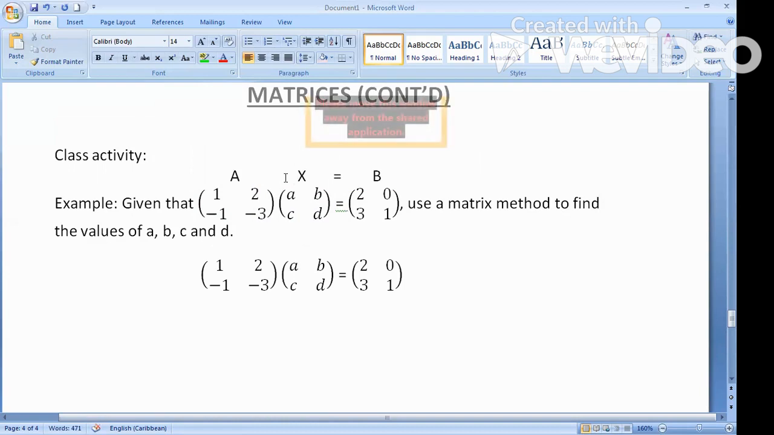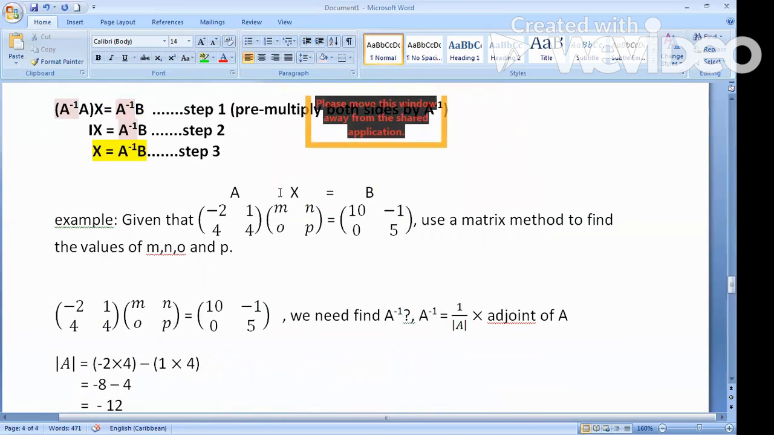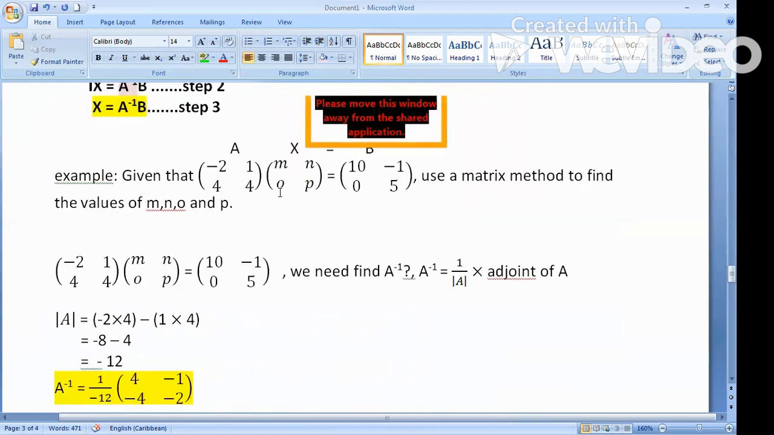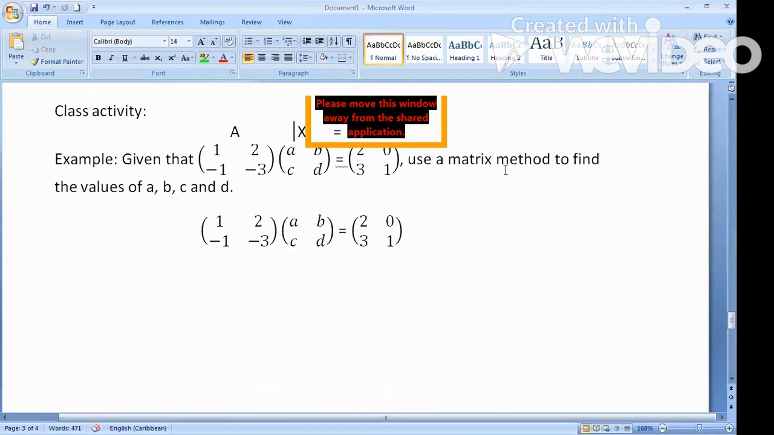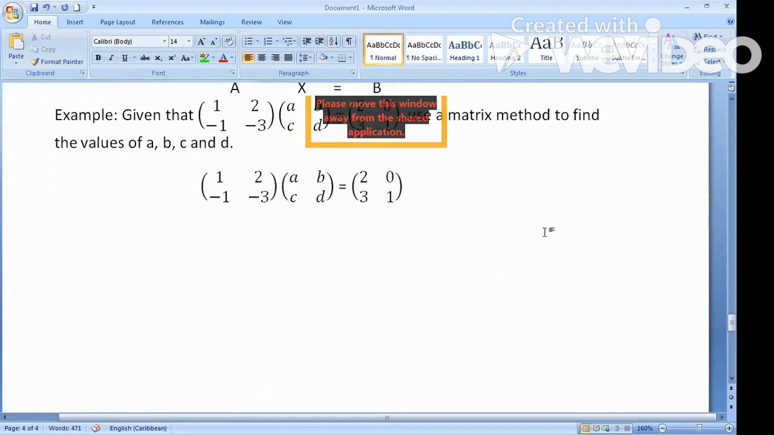All right. Okay, so step number 1 is that we're going to pre-multiply both sides by A. Well, first of all, let's find A inverse. So we agree that this one is A, right? So let us go one side.